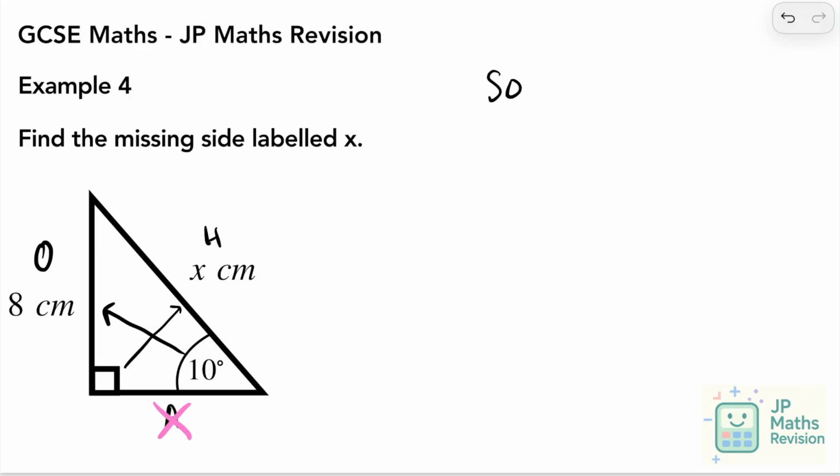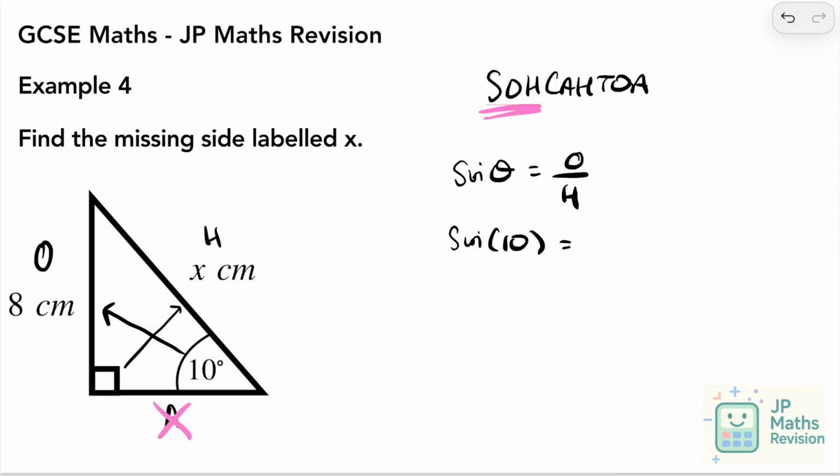So if I write out SOHCAHTOA, I'm looking for the one involving O and H. So in this case, it's SO. So if I write out sine theta equals opposite over hypotenuse, I have sine of 10 equals opposite, which is 8, over hypotenuse, which is x.